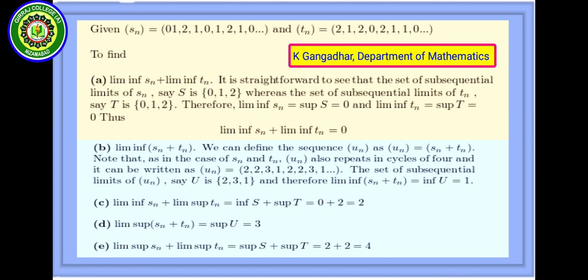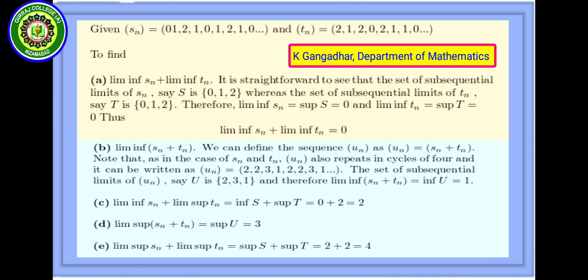So first we find Sn plus Tn and in that we find the infimum value. The Sn plus Tn values we write as 1, 2, 3 only. In this, the least value is the infimum, so it is 1. So limit infimum of Sn plus Tn equals 1.